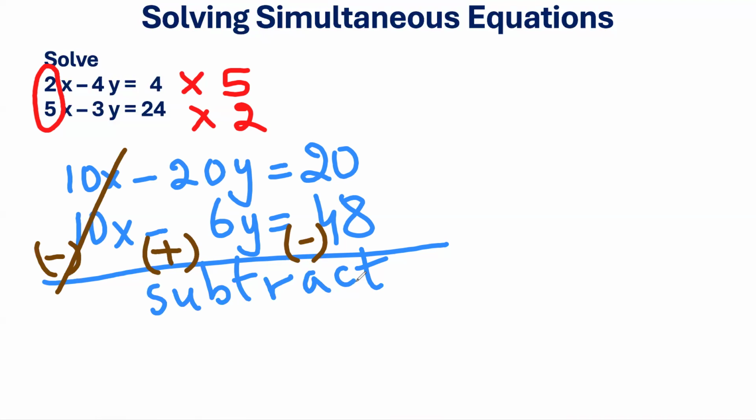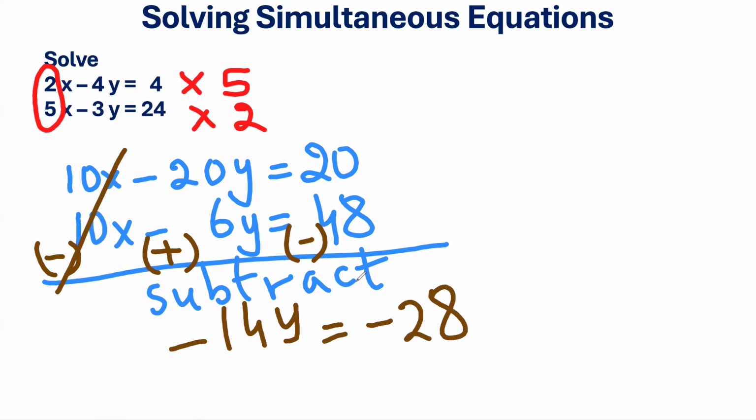What about y? Minus 20 plus 6 will give you minus 14y. What about 20 minus 48? Minus will come in the answer. 48 minus 20 is what? 28.